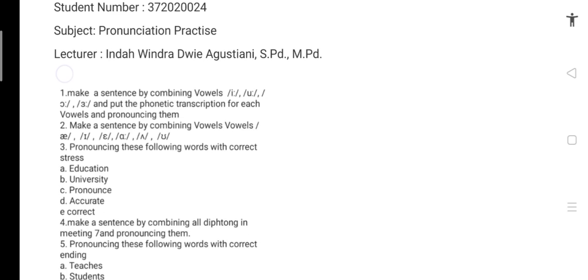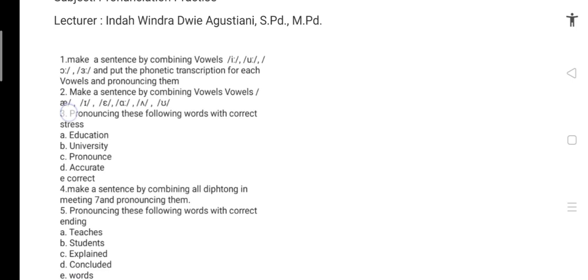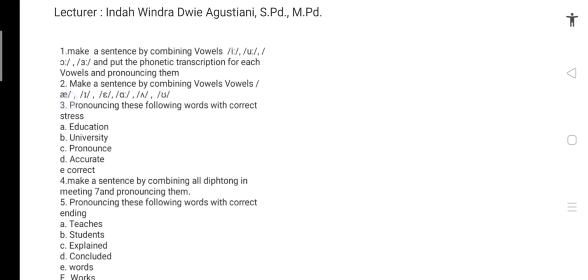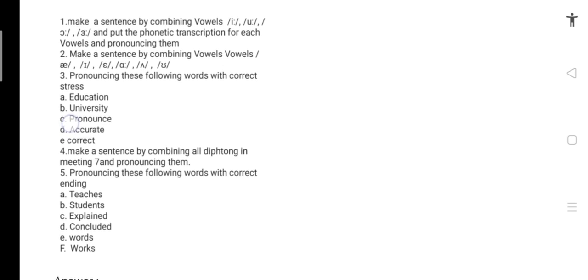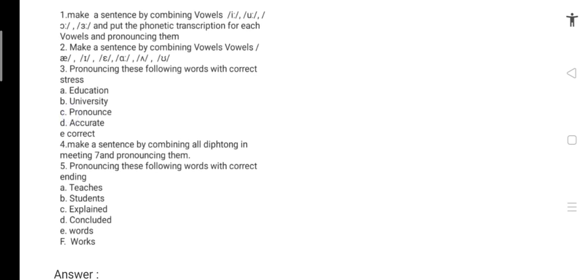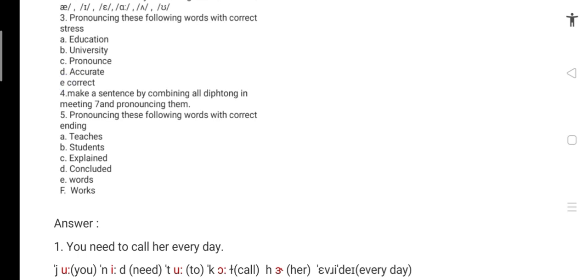Okay, the first question: make a sentence by combining vowels and put the phonetic transcription for each vowel and pronounce them. 2. Make a sentence by combining vowels and pronounce them. 3. Pronounce the following words with correct stress: A. Education, B. University, C. Pronounce, D. Accurate, E. Correct.